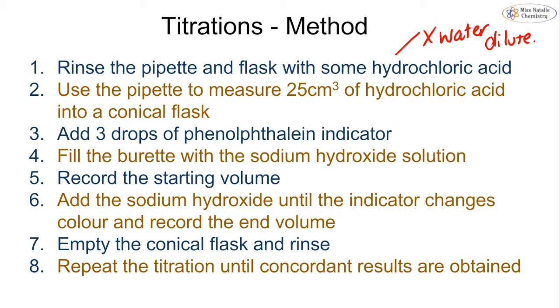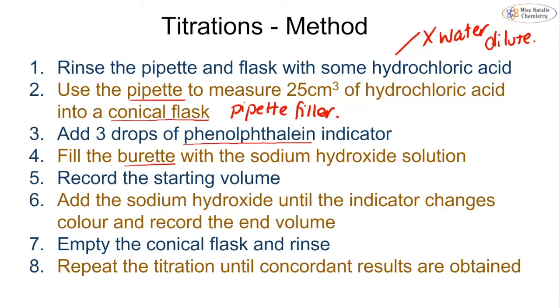We then use the pipette to measure out 25 centimetres cubed of the hydrochloric acid, and it goes into our conical flask. And remember, we use a pipette filler to do this. You will carry out this experiment in class, and you will be able to actually see how you do this, and you will come back to titrations as you get through A-level chemistry as well. So once we've got our hydrochloric acid in our conical flask, we then add our phenolphthalein indicator.